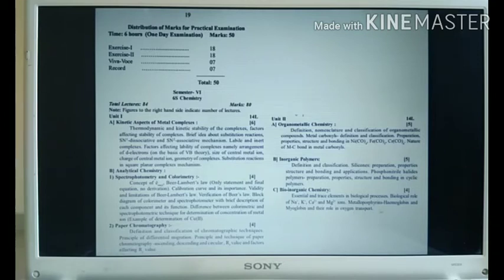The metalloporphyrins, hemoglobins and myoglobins and their role in oxygen transport. So this is what bioinorganic chemistry is. Such simple, basic-level chemistry that we have in our syllabus to study. So this is about units 1 and 2, which belong to inorganic chemistry.